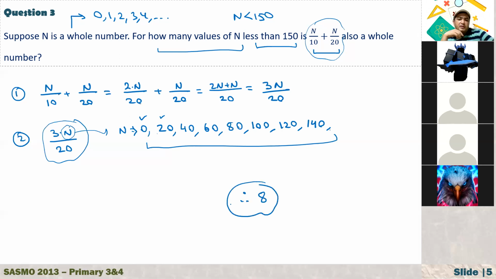Or, for how many values of n? For 8 values of n less than 150, this n over 10 plus n over 20 will be a whole number. Sadiq, did you understand?